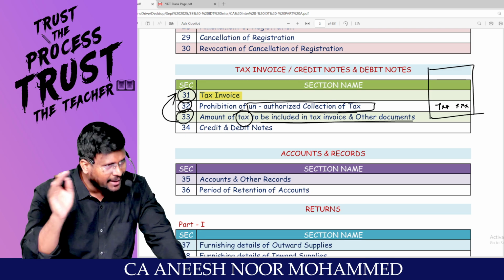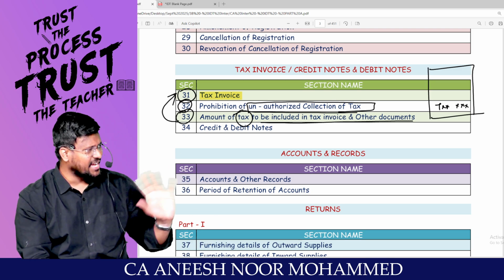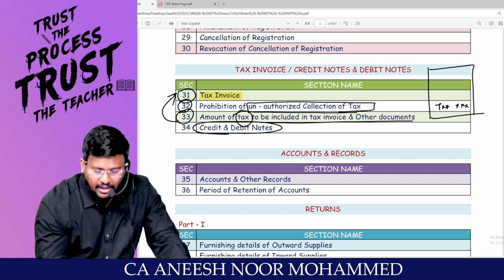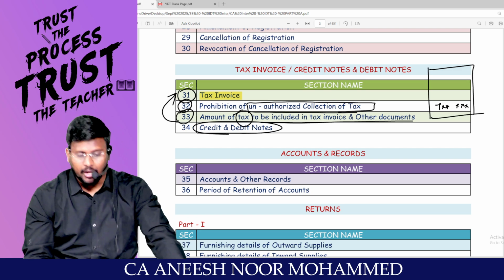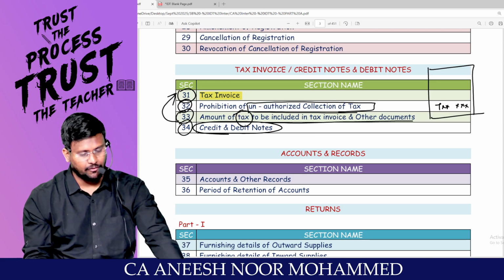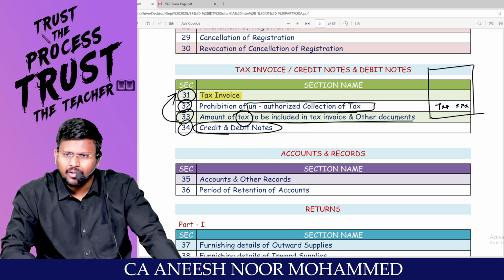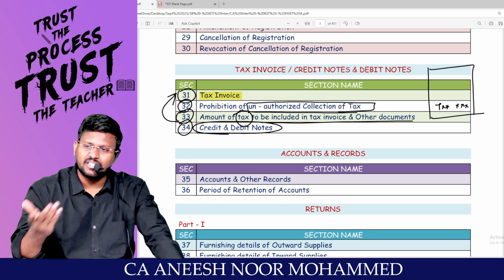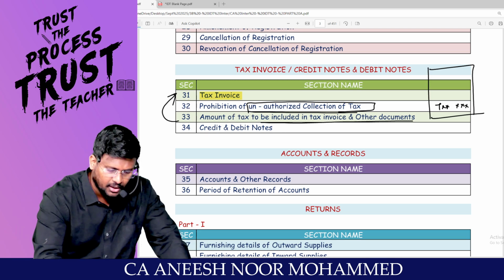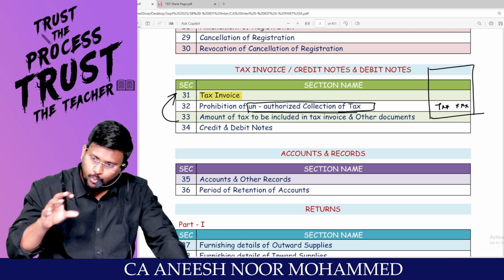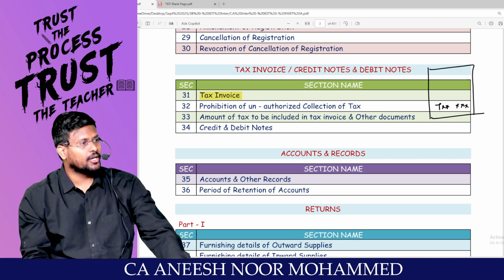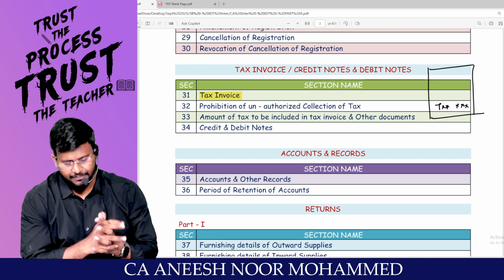In order to amend the tax invoice, I will not once again raise the tax invoice. I have to raise the credit note or debit note as per section 34. So what is section 31? Tax invoice. What is 32? Prohibition of unauthorized collection of tax. What is 33? Amount of tax to be included in the tax invoice. What is 34? Credit note and debit note. Repeat once again.